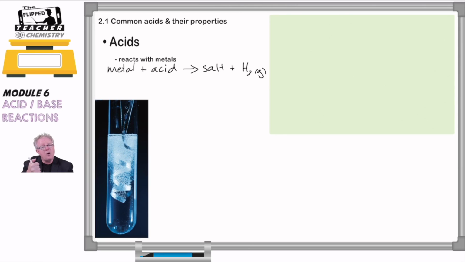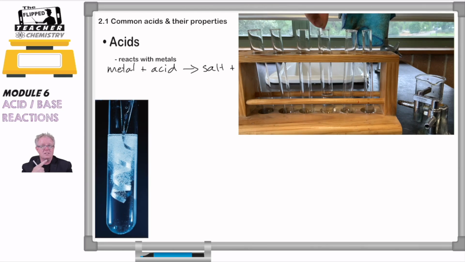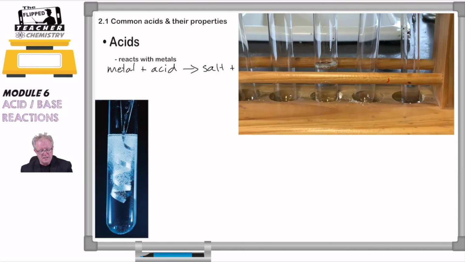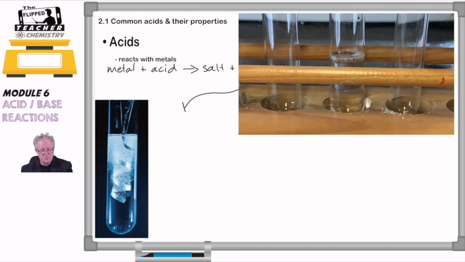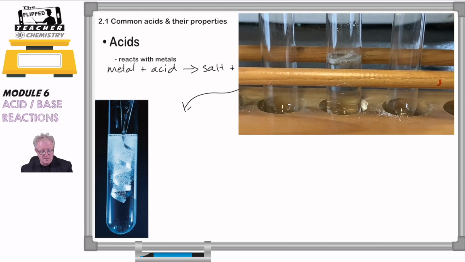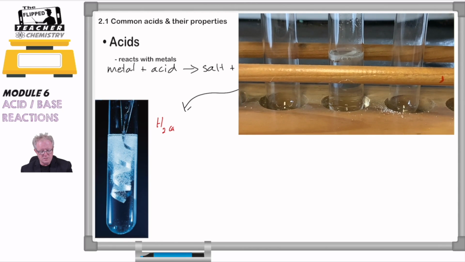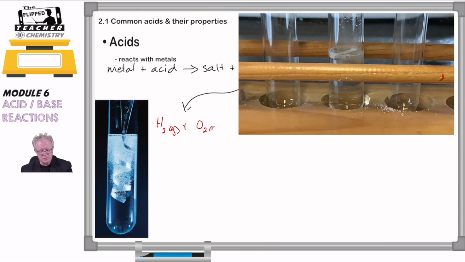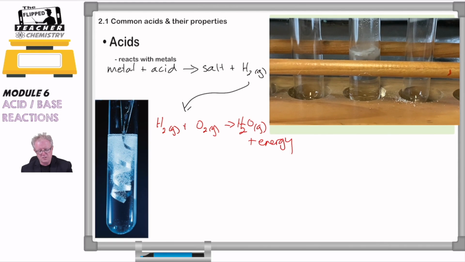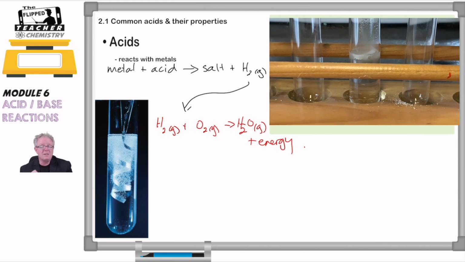Now we can capture that hydrogen gas, which you can see a picture here or a video, and we can use that gas and test it with a match to identify it's hydrogen. And what we're doing there is hydrogen gas combining with oxygen, and that's going to give water plus energy. It's an exothermic reaction, and we have the pop test.